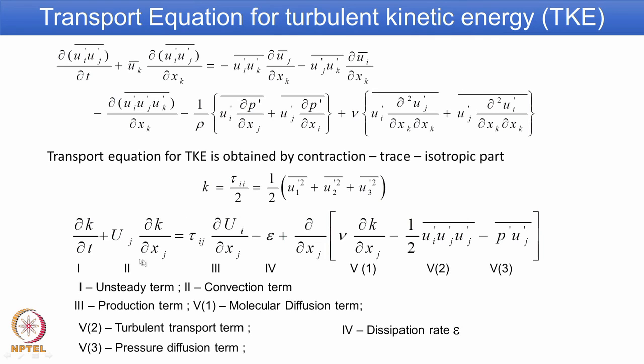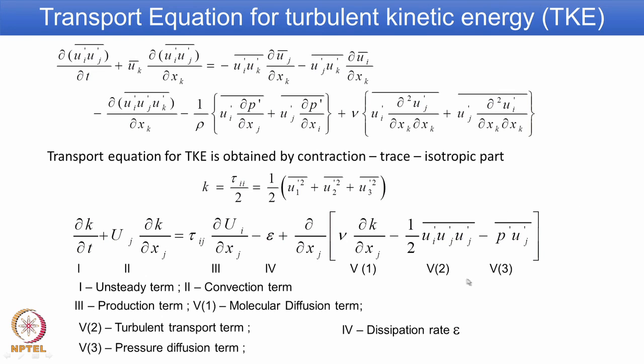The second term on the left hand side is a convection term. This has uj as a convection velocity and dou k by dou xj is a variable and its corresponding spatial derivative. Now, when you look at this term and compare it with the convection term in the momentum equation, the convection term in the momentum equation is non-linear, whereas this is linear. Now, the first term on the right hand side, which is marked here as the third term, is what is called the production term. Tau ij is a Reynolds stress term and dou ui by dou xj is the mean velocity gradient, and this product of Reynolds stress with the mean velocity gradient will give you what is known as the production of turbulent kinetic energy.